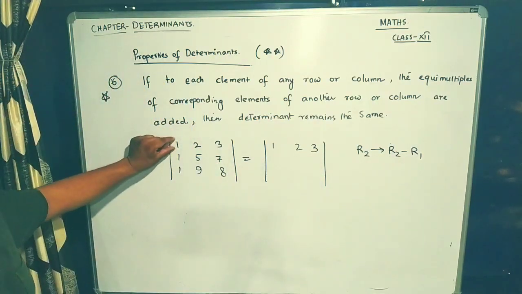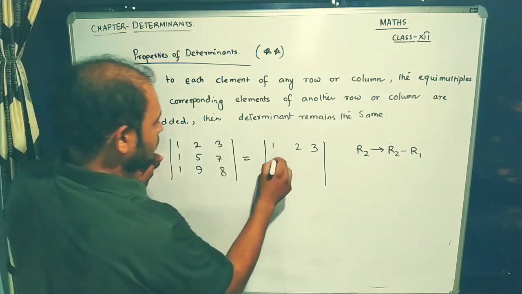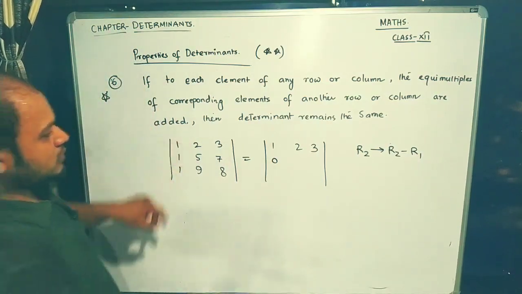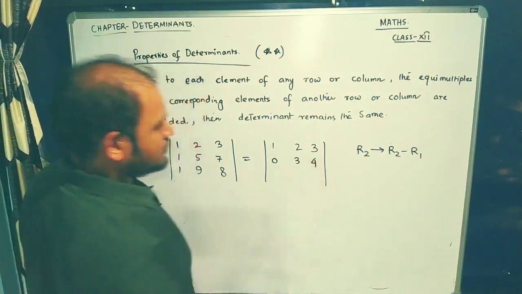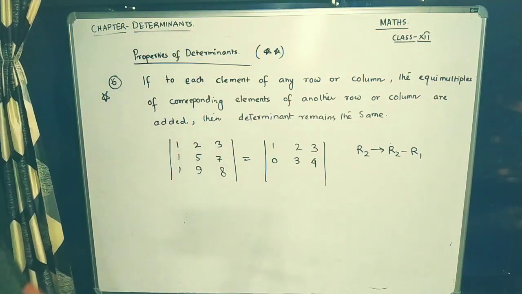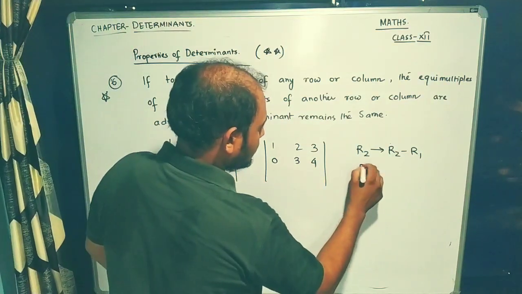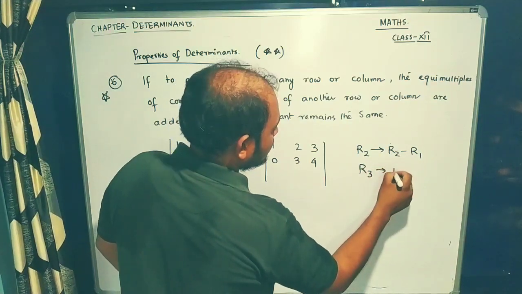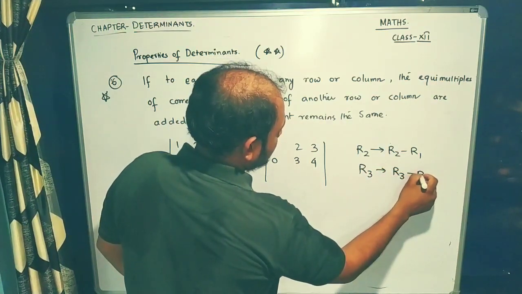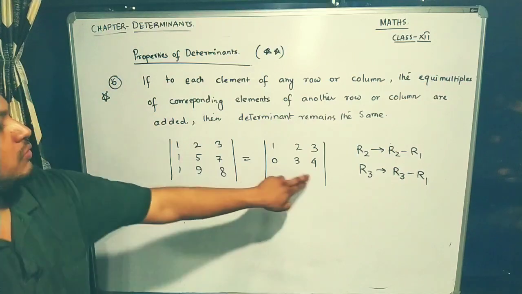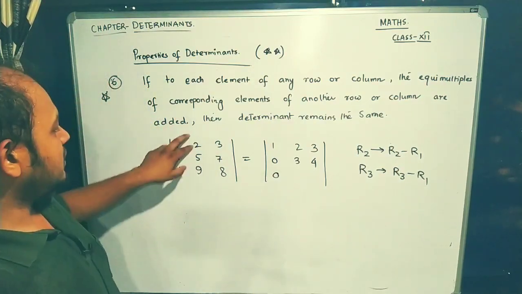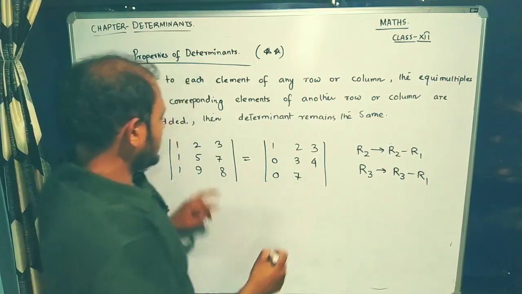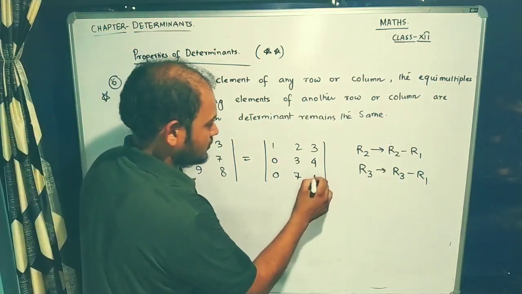So what is second row minus first row? See, 1 minus 1 is 0, then 5 minus 2 is 3, then 7 minus 3 is 4. Okay, and we are doing the same with the third row. We are changing third row to third row minus first row. So in the third row we are changing it to 1 minus 1 is 0, 9 minus 2 is 7, 8 minus 3 is 5.